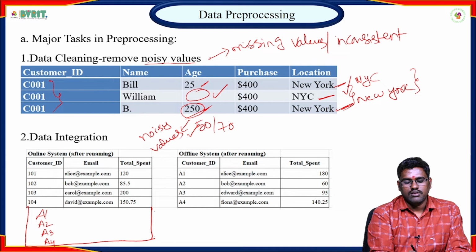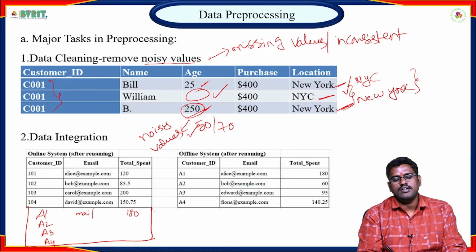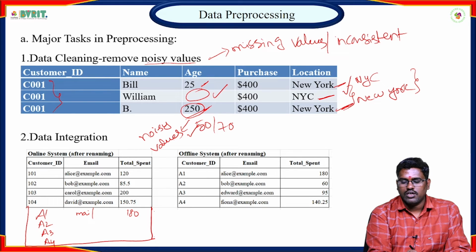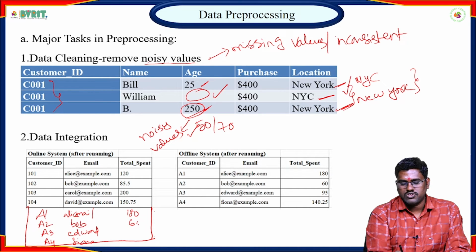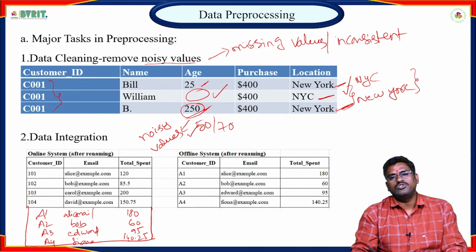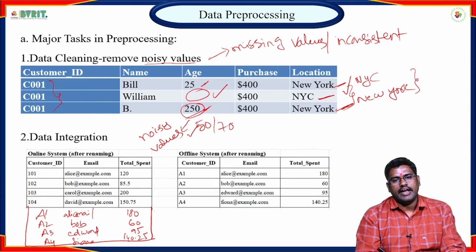So A1 with that mail ID and the total spent value. Like this, all the data, offline system data and online system data, is to be stored in the same system. That is about Alice, first one Alice, and second one Bob, Edward and Fiona, along with the total spend 60, 95, 140.25. So they need to reduce the space. So all the data will be stored in the same thing. That is called data integration.